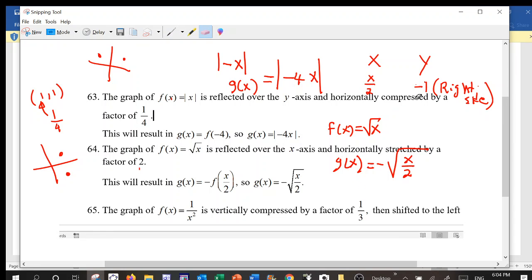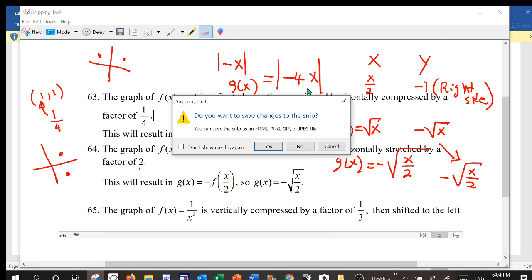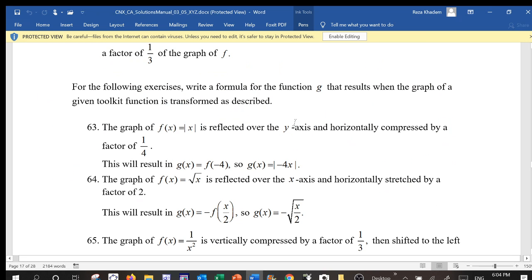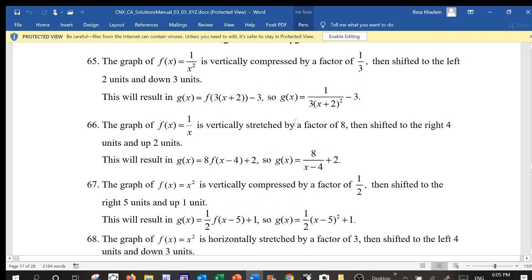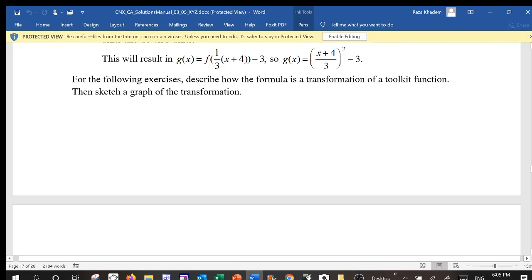Now, it doesn't matter in what order you do these two. If you divide by 2 first and then multiply by negative, or multiply by negative first and then divide by 2, it doesn't matter. But if you have more x and more y coordinates, you have to do those in the order that you're given. All right? So one more, and that is number 69.